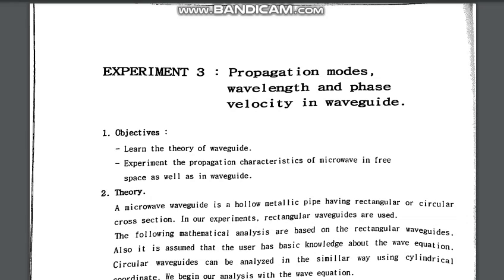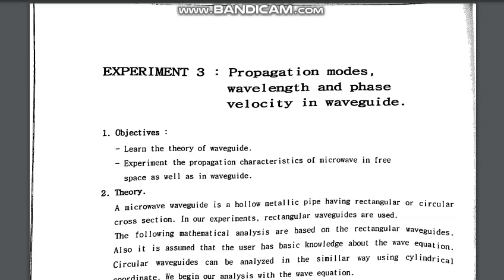This is the lecture on the third experiment, that is, the propagation modes, wavelength and phase velocity in a waveguide. The objective of this experiment is to learn the theory of waveguides and to experiment with the propagation characteristics of microwaves in free space as well as in a waveguide.